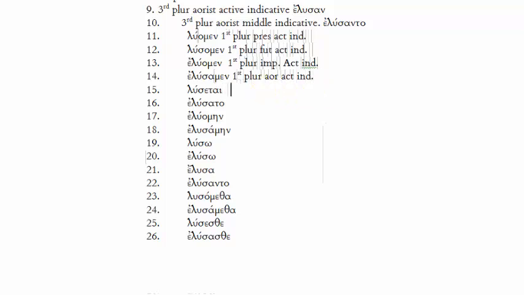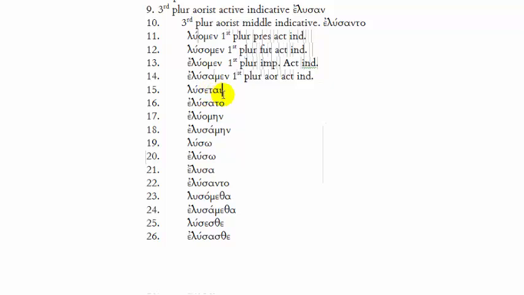Number 15. Okay, lusetai, lusetai. Well, how do we break this one down? Well, again, what are we looking for here? I notice a sigma here, and that should be a giveaway for something. Okay, sigma, no augment. Okay, and yet I see what? I see a middle passive ending there. Okay, so again, this could only be one thing. The sigma tells me it's future. Okay, but the etai ending.